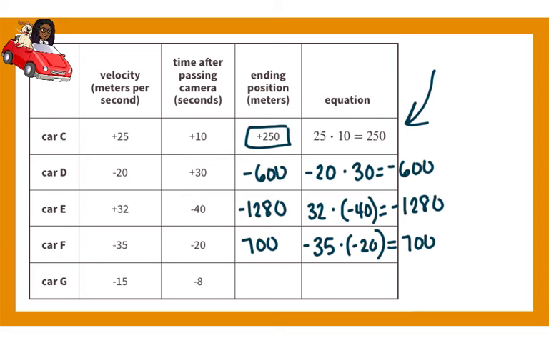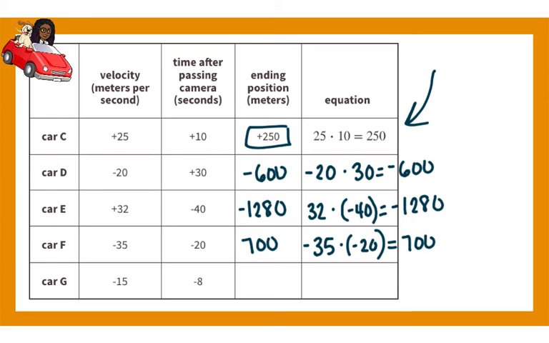This is interesting, right? So we have a negative velocity. It's 20 seconds before we pass the camera. That means we started on the right side, right? We started on the right side of the camera. It's 20 seconds before we even get to the camera. We're traveling at a negative 35 meters per second. So we're heading to the left. Our position is 700 meters.